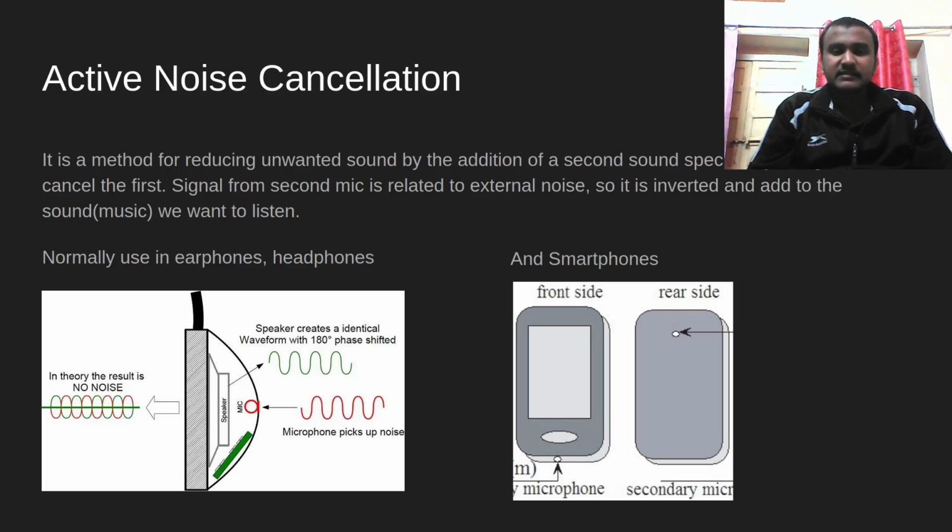The second example of active noise cancellation we can see is in our smartphone. Our smartphone normally has two microphones. One is at the bottom and the other is at the upper part of our phone. The upper part of the phone has a microphone that is the secondary microphone. It is normally used for noise cancellation. You can find that microphone on the back side of a phone, or the upper side, or the side.